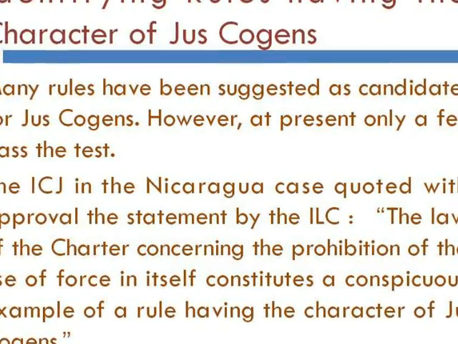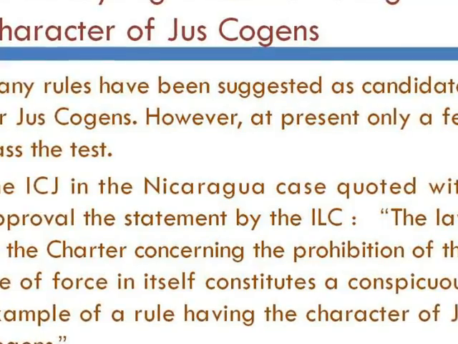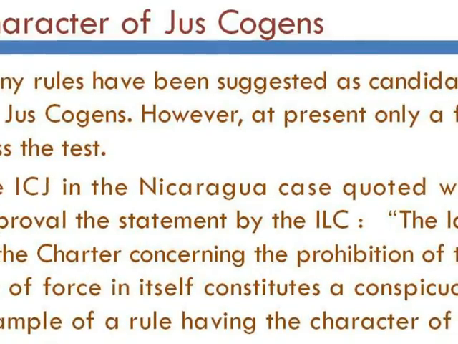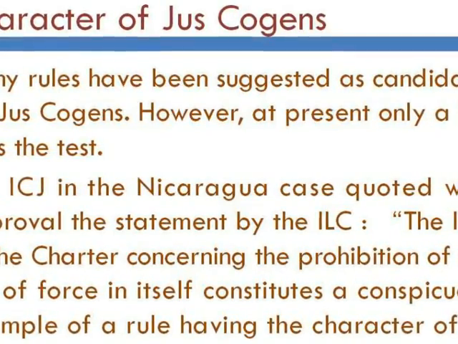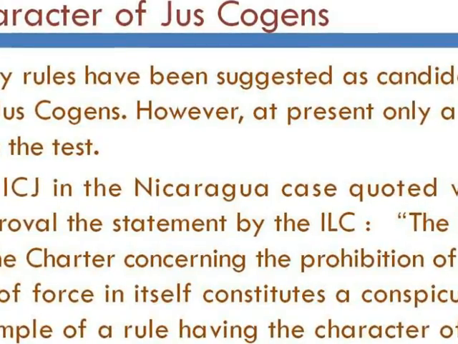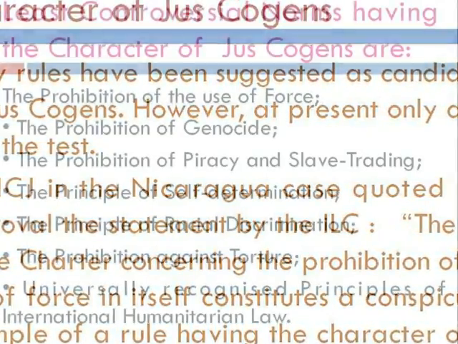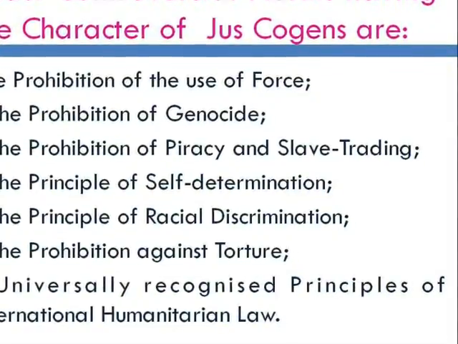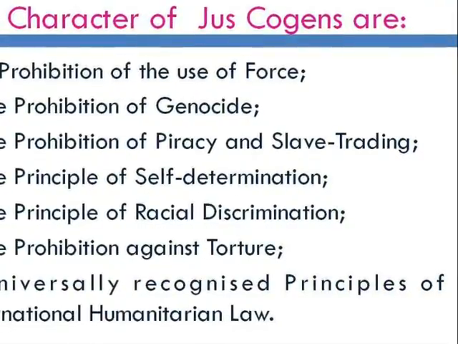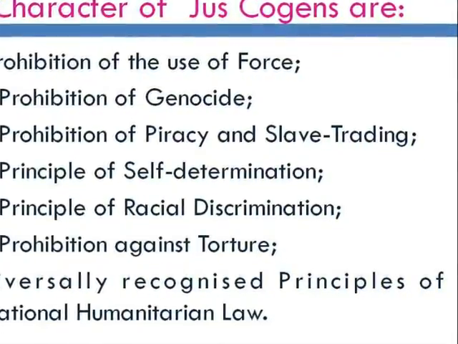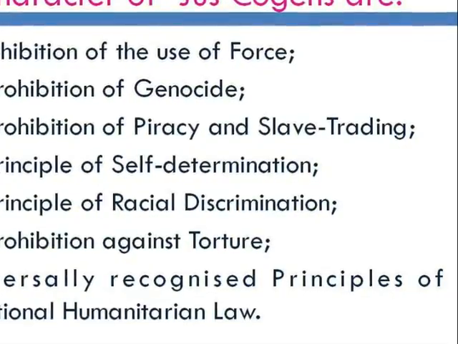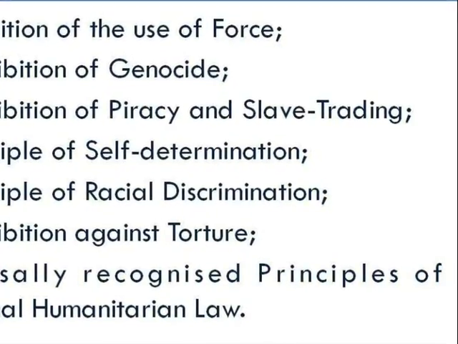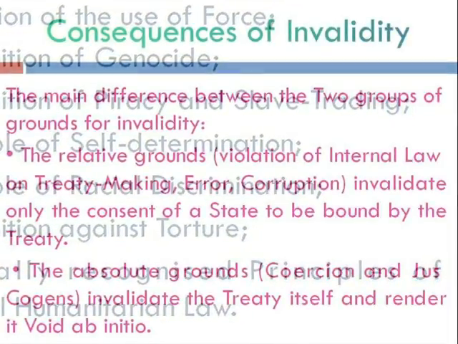The ICJ in the Nicaragua case quoted with approval the statement by the International Law Commission that the law of the Charter concerning the prohibition of the use of force constitutes a conspicuous example of a rule having the character of jus cogens. The least controversial norms having the character of jus cogens are the prohibition of the use of force, the prohibition of genocide, the prohibition of piracy and slave trading, the principle of self-determination, the prohibition of racial discrimination, the prohibition against torture, and universally recognized principles of international humanitarian law.